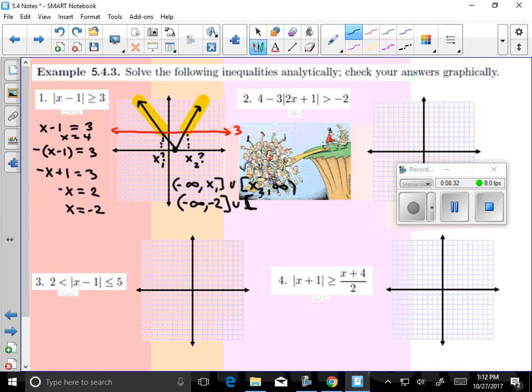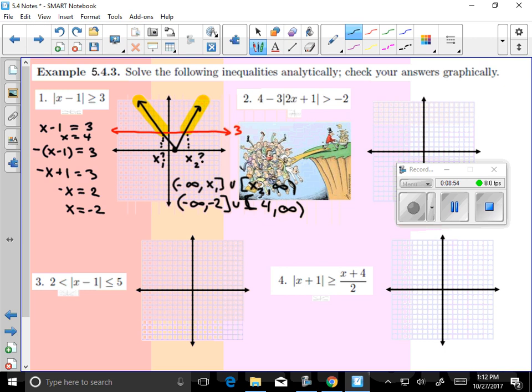Close those brackets. Don't be forgetting that. What was that? X equals 4. So 4 to infinity. You could always test these numbers. Test 4. Let's see if that works. What if I plug a 4 in here? 4 minus 1 is 3. Absolute value of 3, is it greater than or equal to 3? Yeah, it's equal.